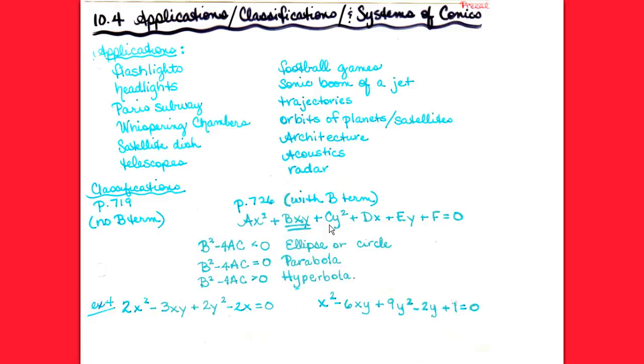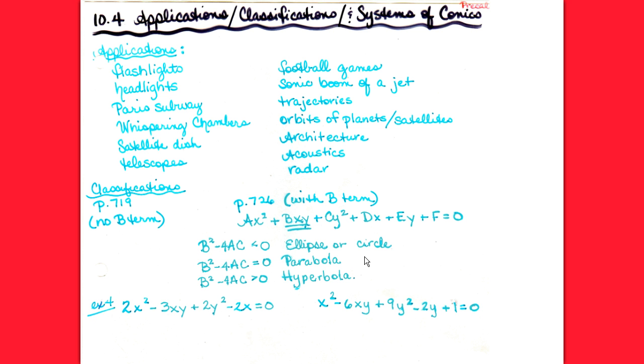So what happens if I do have a BXY term in my equation? Then I'm going to use the discriminant. Remember the discriminant? B squared minus 4AC, that's what's underneath the square root in the quadratic formula. All right, I'm going to use the discriminant. And for the discriminant, if I get a negative answer, that means that my conic is either an ellipse or a circle. I don't know which. And unless I graph it, I'm not going to be able to tell which one.